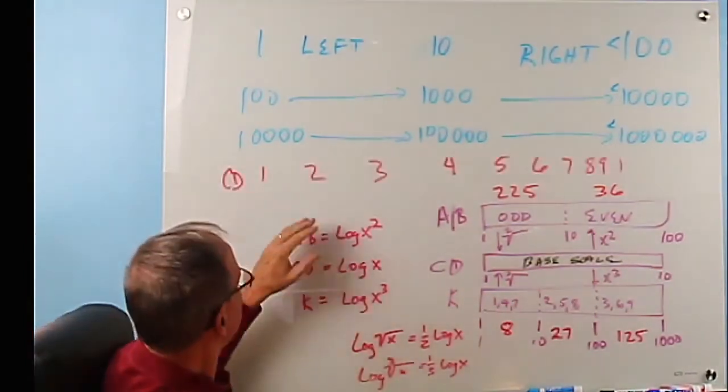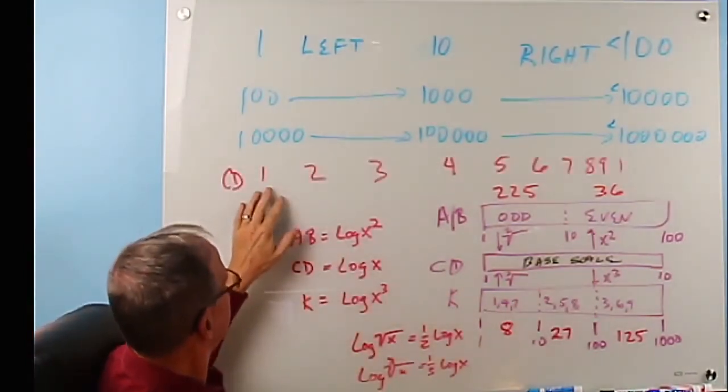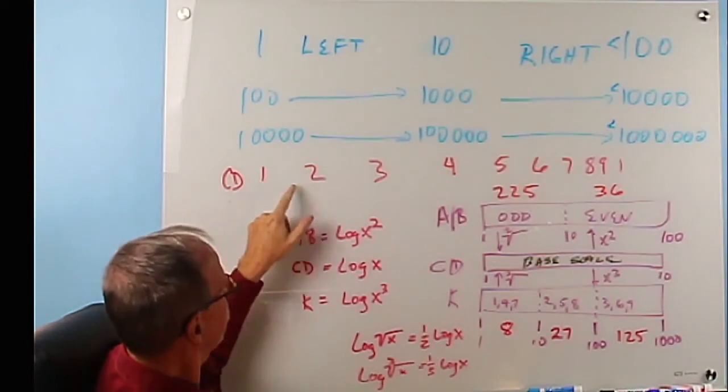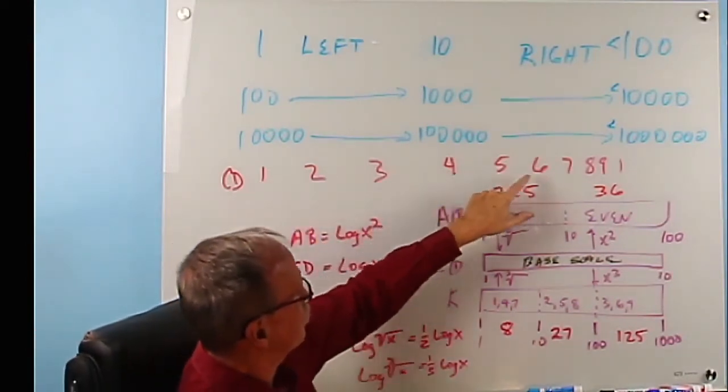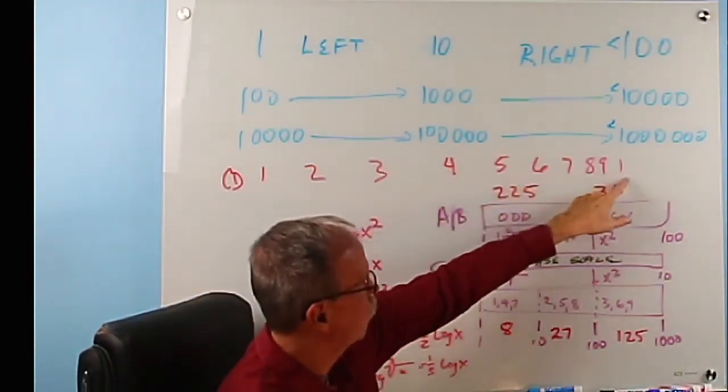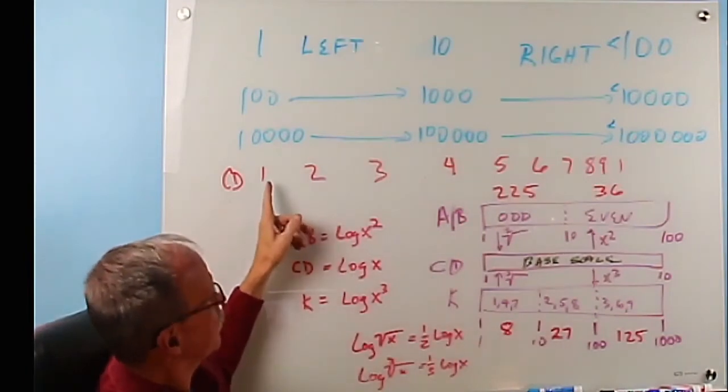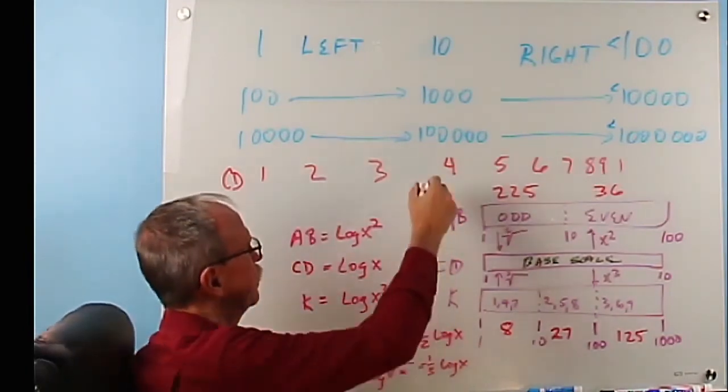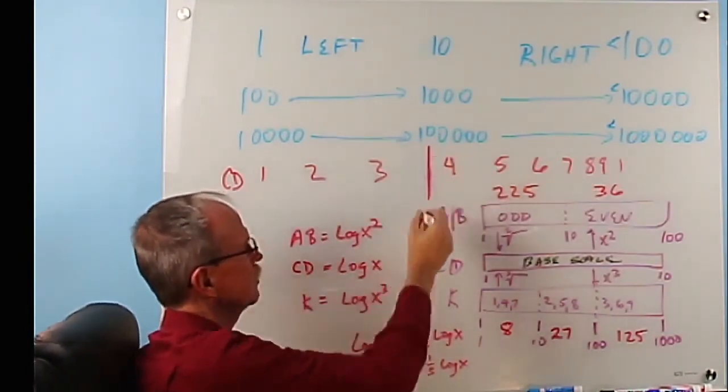Now, if you were to look at the numbers on the CD scale, you'll see that they have 1, 2, 3, 4, 5, 6, 7, 8, 9, 1. Because it's a logarithmic scale, that midpoint of that scale is between 3 and 4.